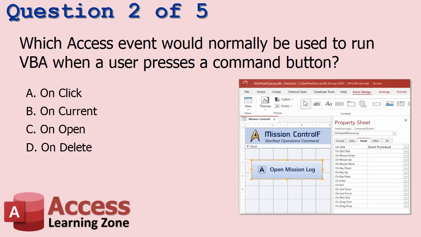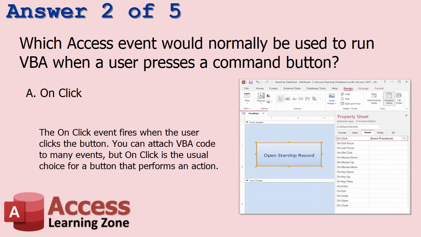Question 2. Which Access event would normally be used to run VBA when the user presses a command button? On click, on current, on open, or on delete? That's going to be the on click event.